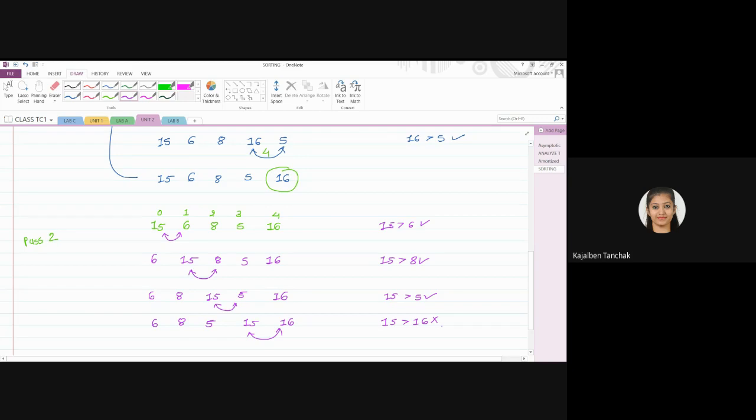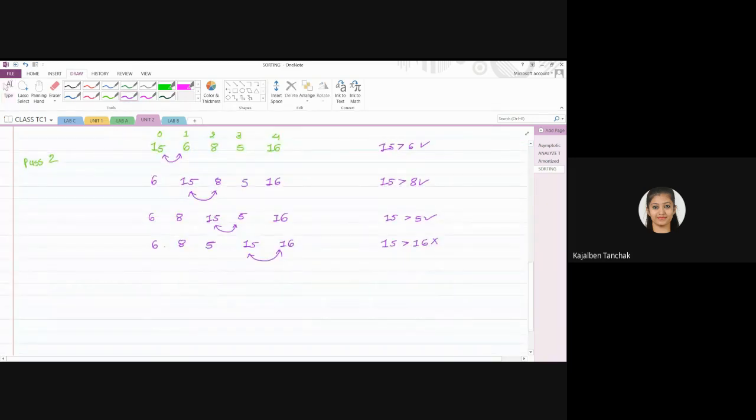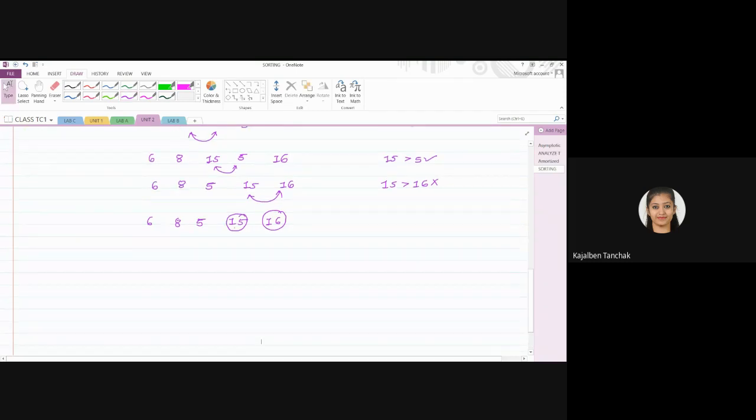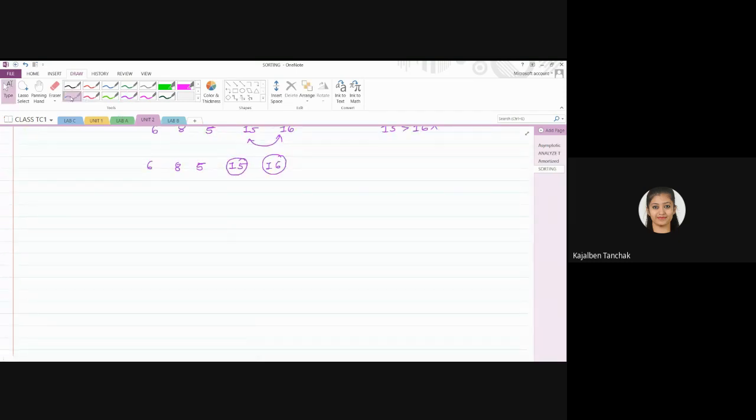So we are not able to swap it. So here, this is the final array after pass 2. Now you can see here in the second pass, the second largest element will bubble up to the second last position, right? So now 15 and 16 position is fixed, right? So now still array is not sorted. So you have to go for the pass number 3, right? So I will go to the pass number 3.